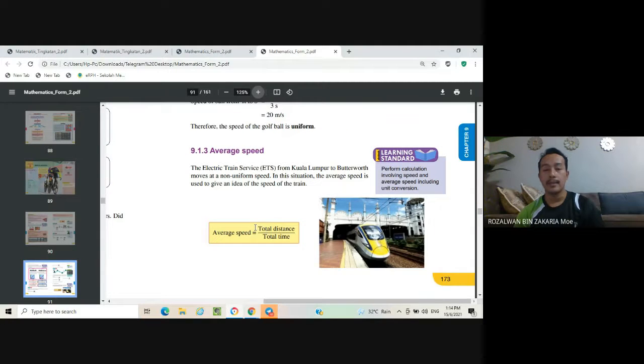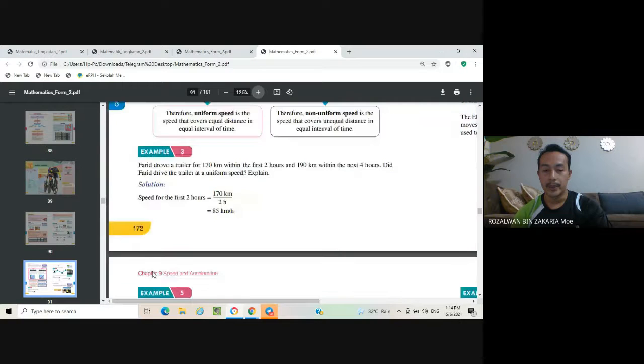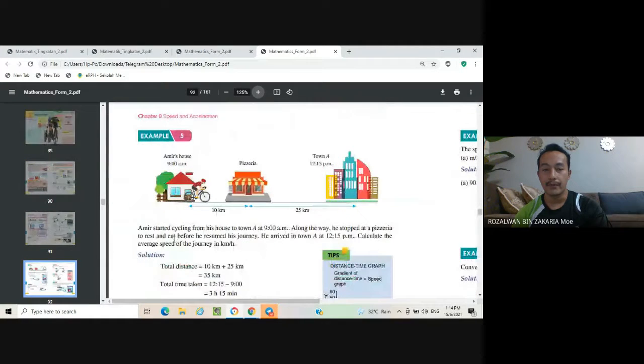Next one, look at this: average speed. For average speed, you have to remember the formula, which is total distance divided by total time taken. Okay, look at example 5 here. We have the diagram here. This is Amir's house, the pizzeria, and town A. The distance from Amir's house to the pizzeria is 10 kilometers. Then the distance from the pizzeria to town A is 25 kilometers.